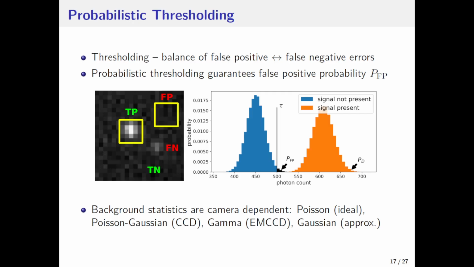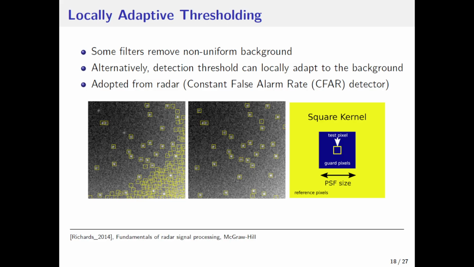We can set this probabilistic threshold once we know the statistics of the noisy background. That is typically just camera dependent. Once we know that we have a CCD camera or an EMCCD camera, we have an idea how this histogram looks like, and therefore we can easily find a threshold corresponding to a false positive probability. There's a one-to-one mapping between them.